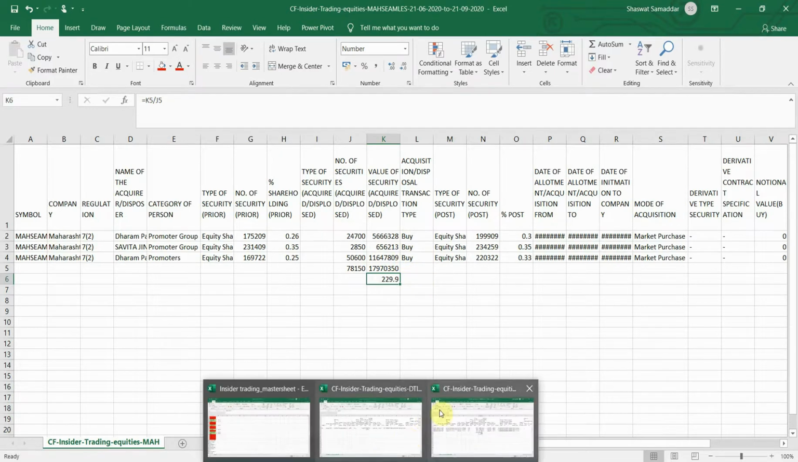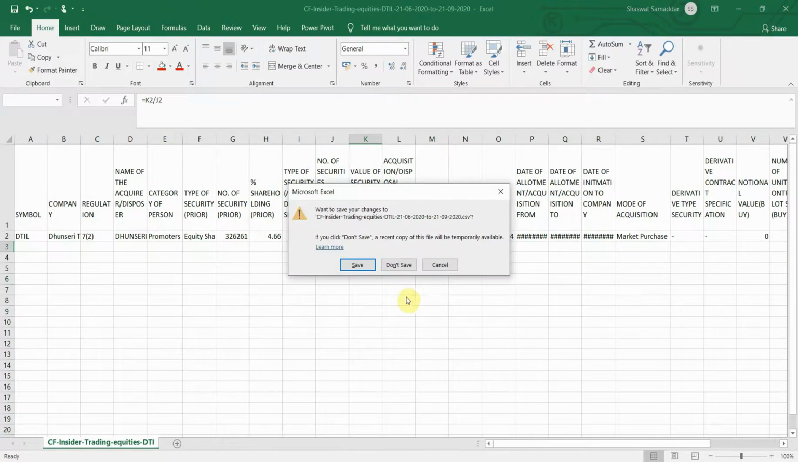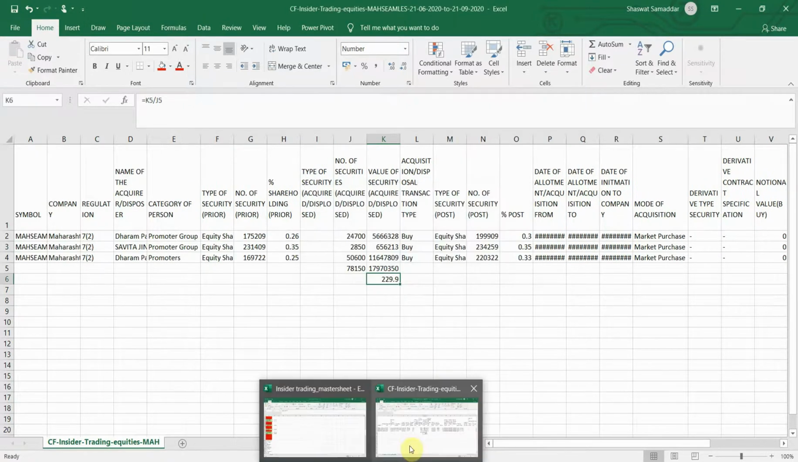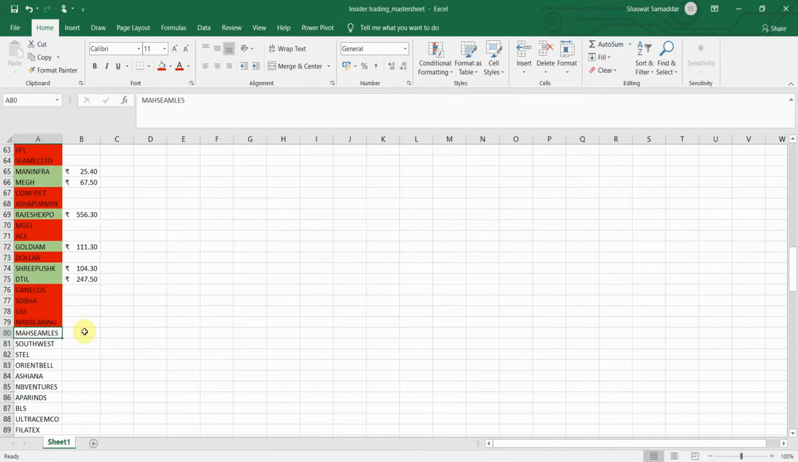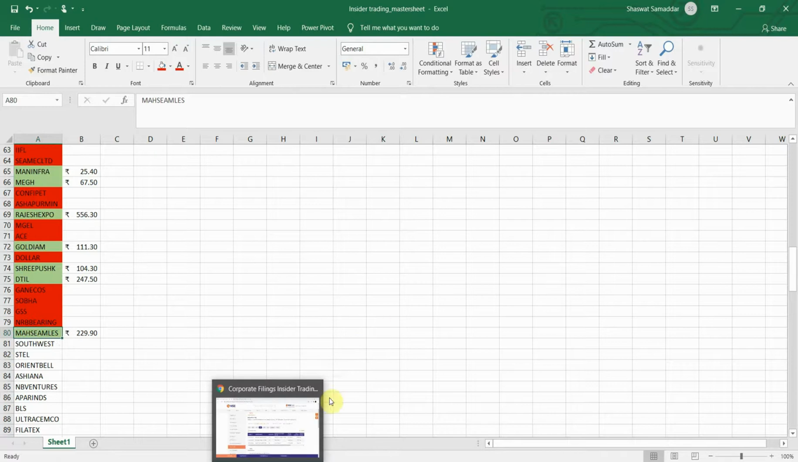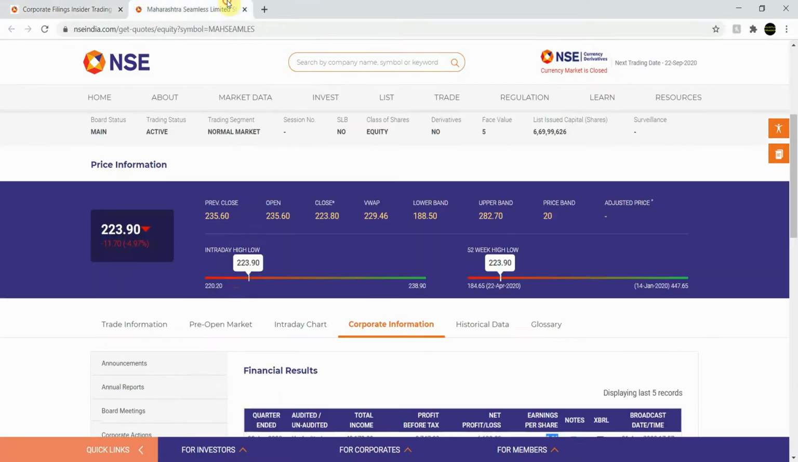Let's see at what price it is currently trading. Let me just close these Excel files. 229.9. Okay, let me just first mark it 229.9 rupees. I'll color code it as green because it has passed all the parameters. So let's now see at what price this is currently trading. So it's trading at 223.90.